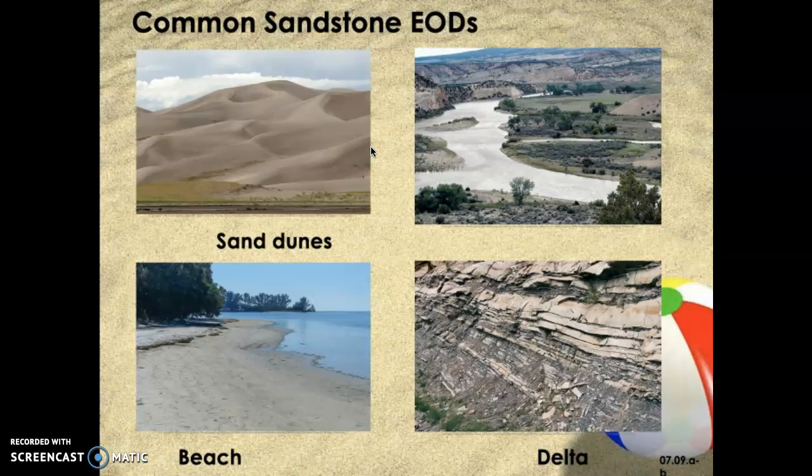I made this slide up from one that I got from the book, but it makes you think. Sand turns into sandstone, but think of all the environments where you can find sand. It's not always the same; it's different. The sand in a dune is not the same as the sand on a beach. And the sand in a river and a delta are not the same either. Each one of these has different characteristics that allow us to interpret that environment of deposition.